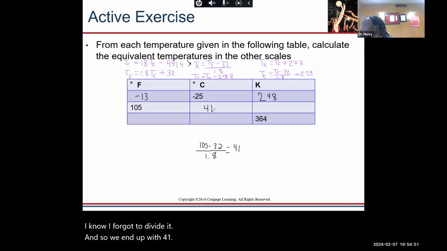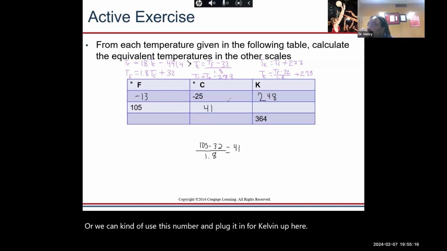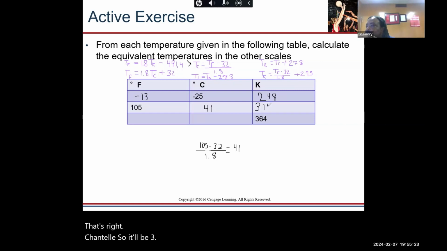Okay. And what about 105 Fahrenheit to Kelvin? So we can use this number and plug it in for Kelvin up here. That's right, Chantel. So it'll be 314.